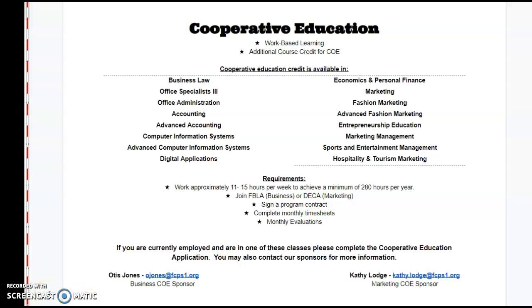Let's work together to help you learn to use the tools most utilized in the workplace and develop skills employers are seeking today. Sign up for Computer Information Systems.